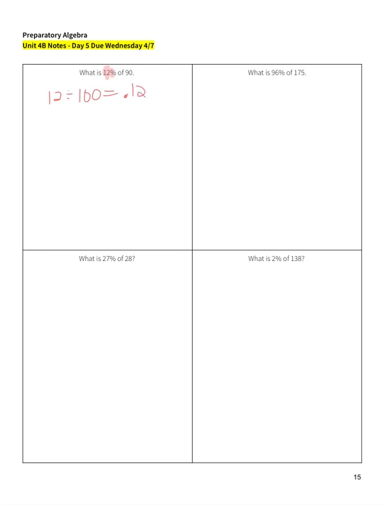That's my first step. My second step is to multiply that decimal by the whole number. My decimal is 12 hundredths, and we are going to multiply that by 90. 12 hundredths times 90 is equal to 10.8. So the answer is 10.8. 10.8 is 12% of 90.